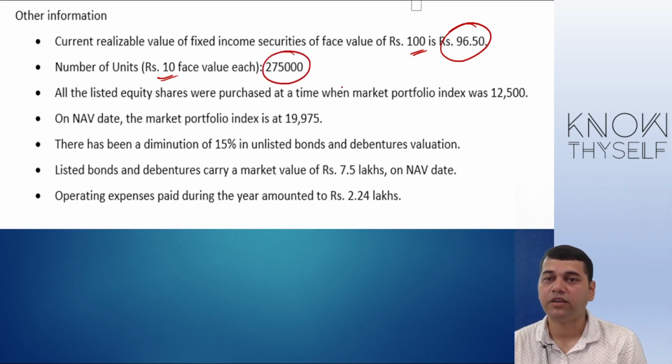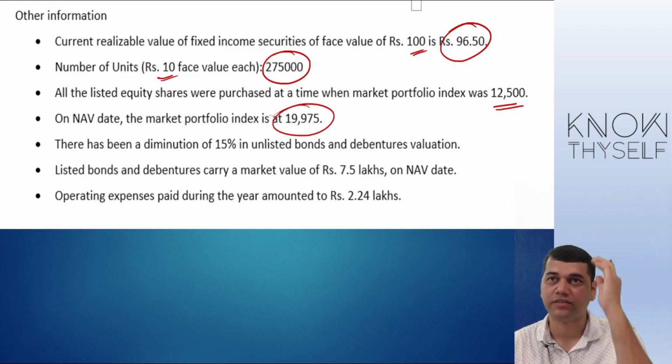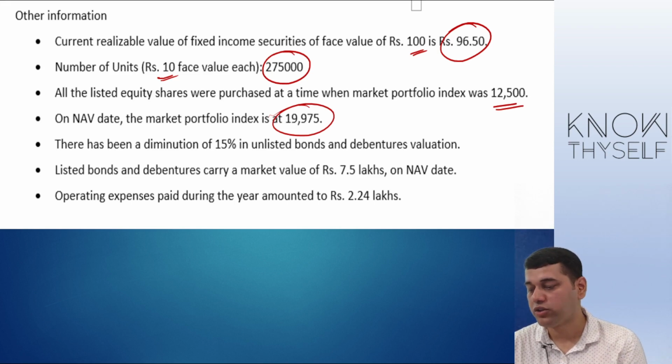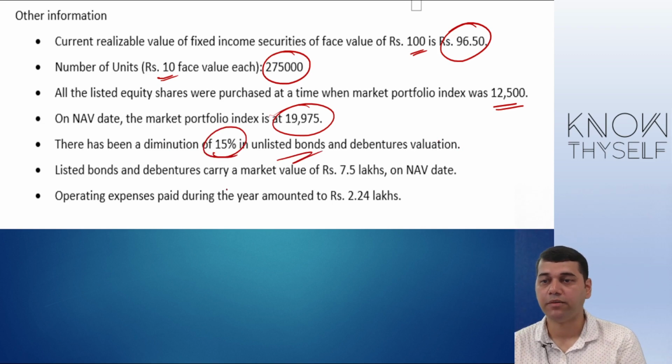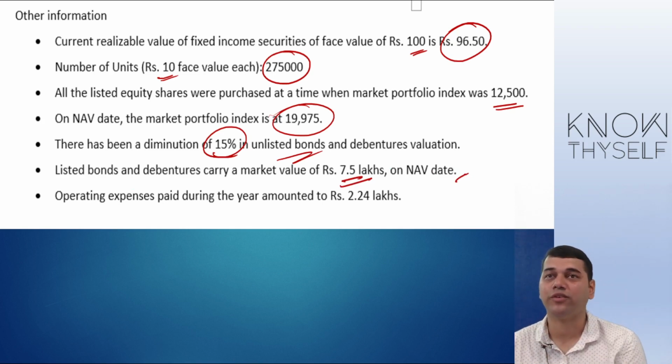All listed equity shares were purchased at a time when the market portfolio index was 12,500 and today it is 19,775. Calculate proportionally. We have already done this type of thing in the derivative chapter, so you can find out today's market price, assuming the shares moved in tandem with the Sensex or Nifty. There has been a diminution of 15% in the unlisted bond and debenture valuation, so the 2.5 is at 85%. The listed bonds and debentures carry a market value of 7.5 lakhs on NAV date. That balancing figure was there, no? Its total market value is 7.5. Operating expenses paid during the year is 2.24. Cash balance comes down.